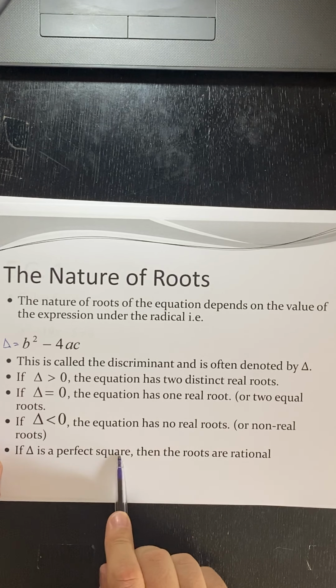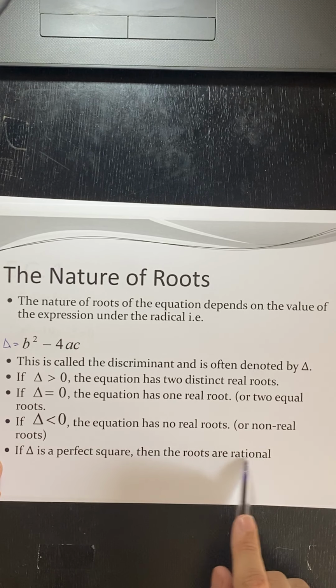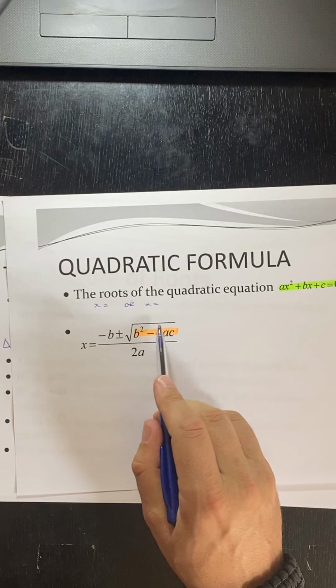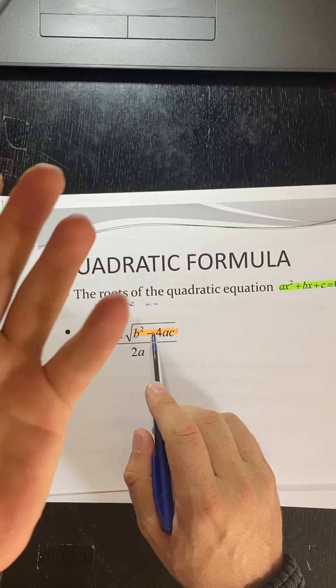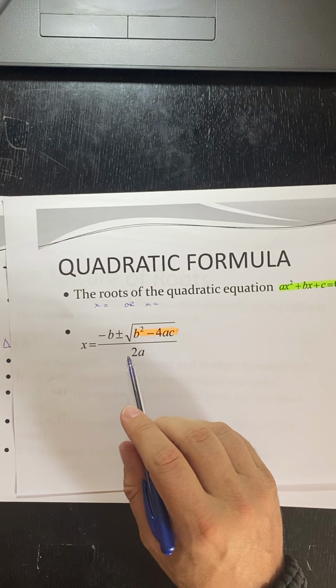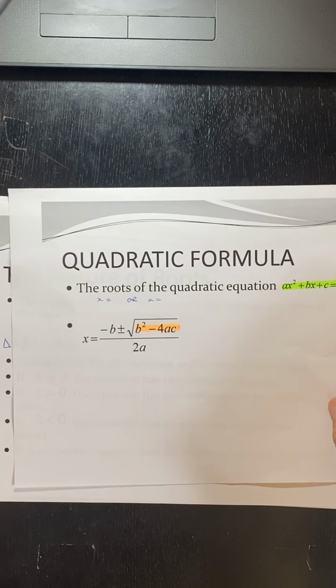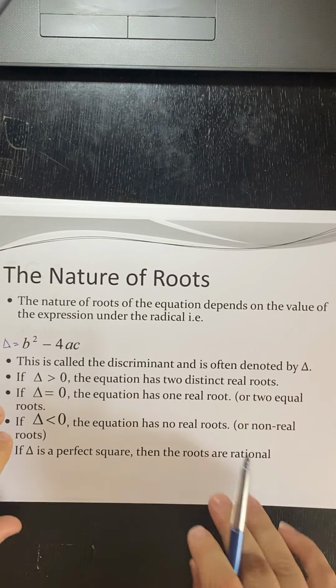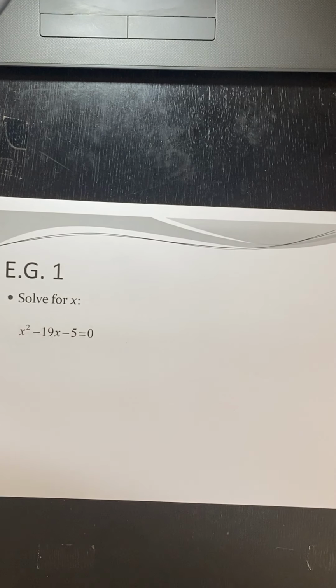If delta is a perfect square, then the roots are rational. For example, if this comes out to be 9, the square root of 9 is 3, so we can take that. But if it comes out to be 7, you can't really take the square root of 7, so it won't be rational roots. It'll be irrational roots. Let's have a look at the first example, where we have to solve for x.